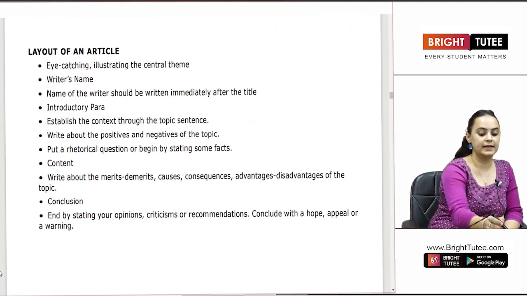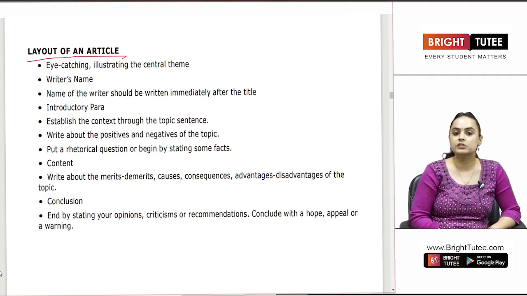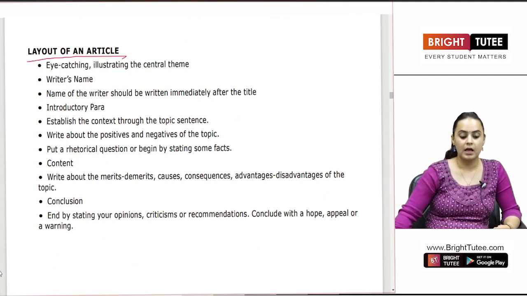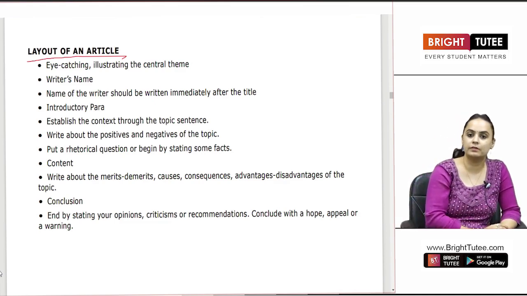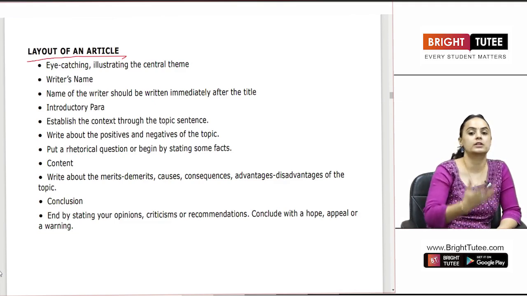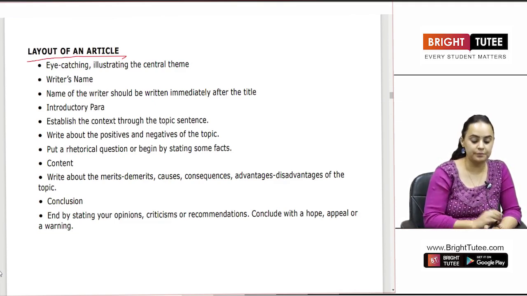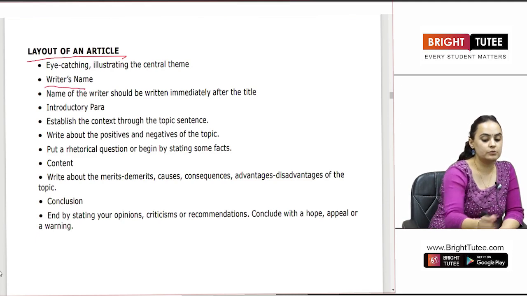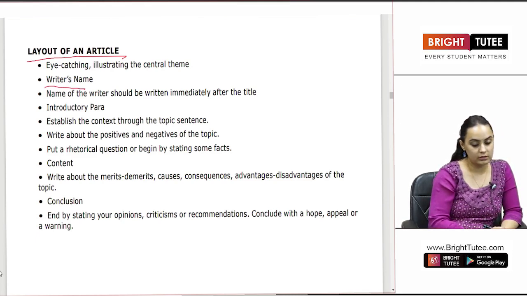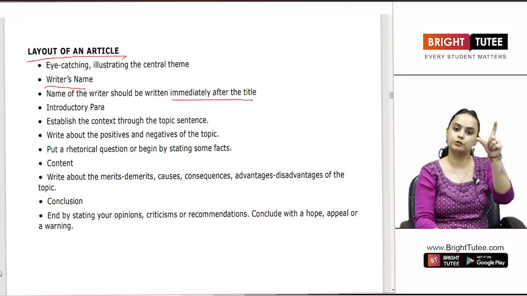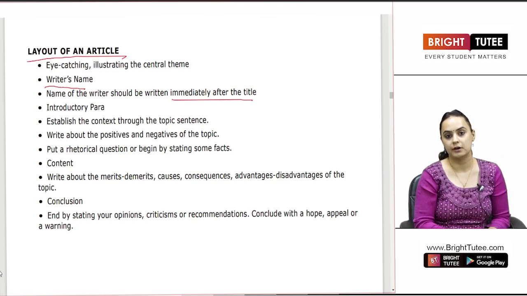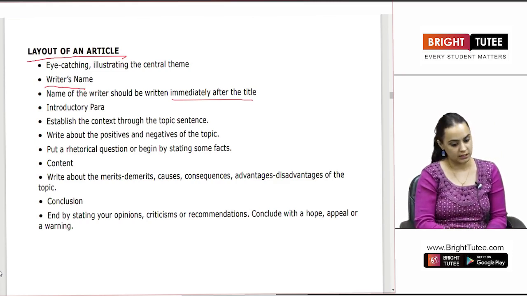Now, what is the layout, the format, the structure of an article? It should be eye-catching, illustrating the theme. So, the title of the article should be very eye-catching and it should explain the theme very well. The writer's name should be a part of the article all the time. The name of the writer should be written immediately after the title. So, after you've written the title, below that you'd write the name of the person writing it.